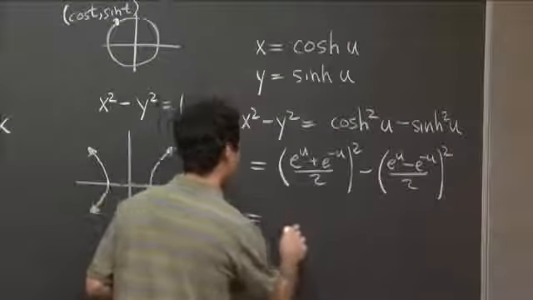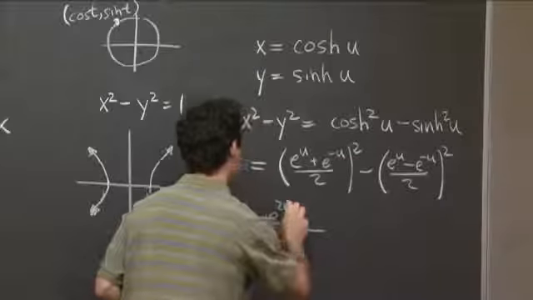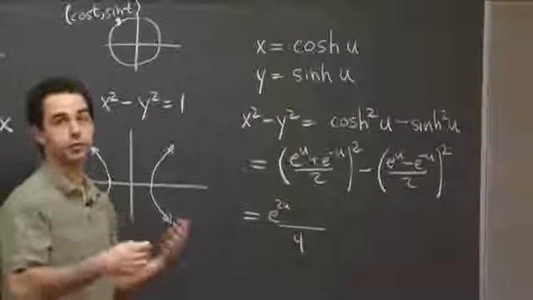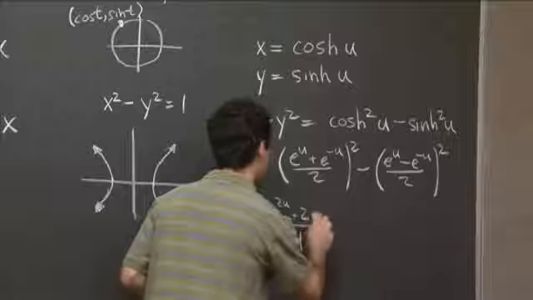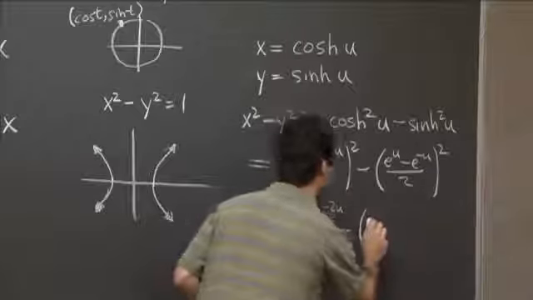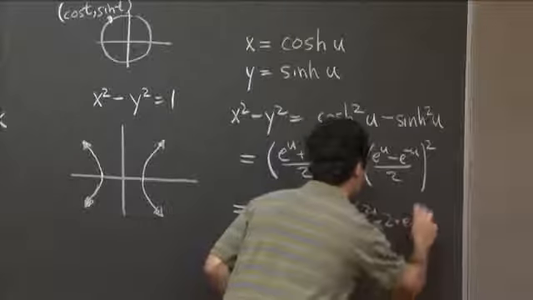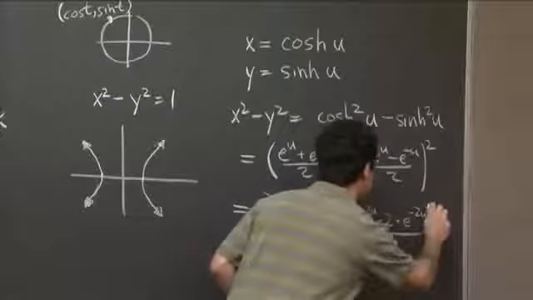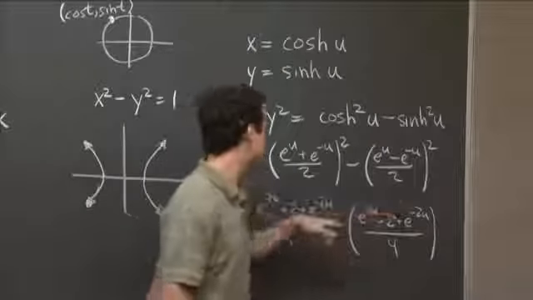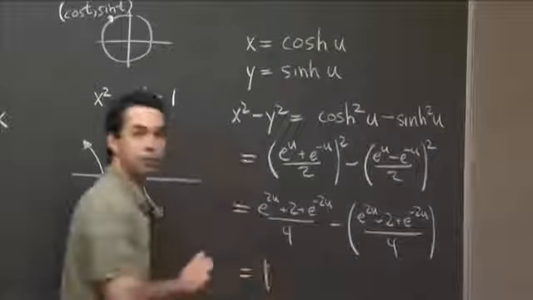So, all right, over 2 squared is over 4, and we square this, and we get e to the 2u. Then we get 2 times e to the u times e to the minus u, but e to the u times e to the minus u is just 1. So plus 2 plus e to the minus 2u minus e to the 2u minus 2 plus e to the minus 2u. Same thing over here, over 4. So the e to the 2u's cancel and the e to the minus 2u's cancel, and we're left with 2 minus minus 2, that's 4. So this is 4 over 4, which is equal to 1.